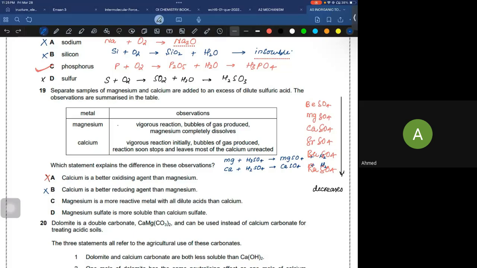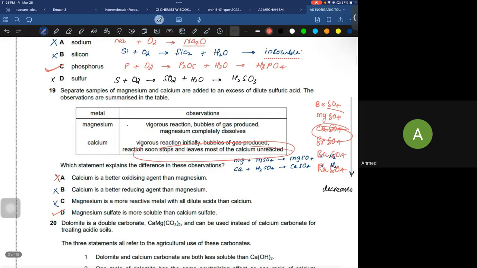Now check option C. Magnesium is more, no, magnesium is less reactive. Okay, so D is correct. Now you are thinking, a little while ago I was telling you that option D is not correct, but look at this: stops and leaves most of the calcium unreacted. You know why? Because magnesium sulfate is more soluble and calcium sulfate is less soluble. When something is less soluble, of course you will see the precipitates. That's the reason they have written that most of the calcium is unreacted. So option D is correct in this question.